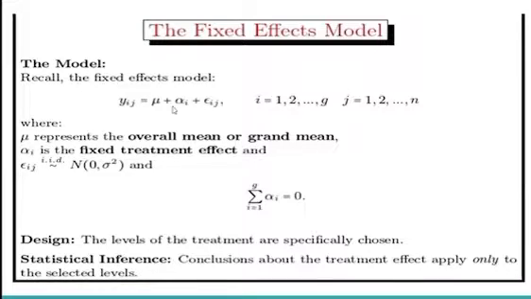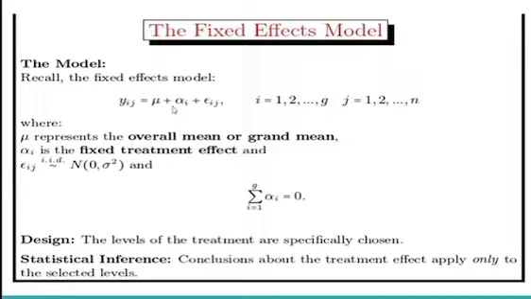And that was why I said statistical inference, conclusions about the treatment effect apply only to the selected ones. At times, even though some people may argue this, even though you select some levels from the population, do you know you can treat that as a fixed effect?